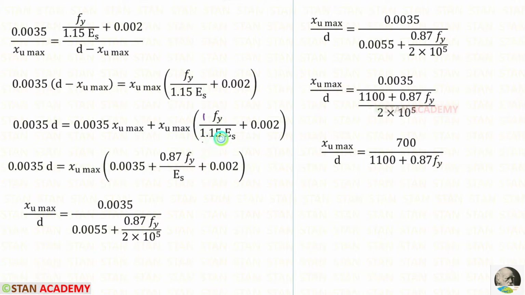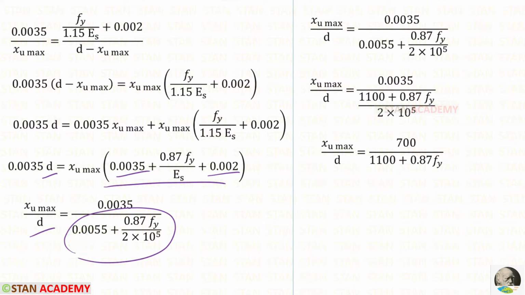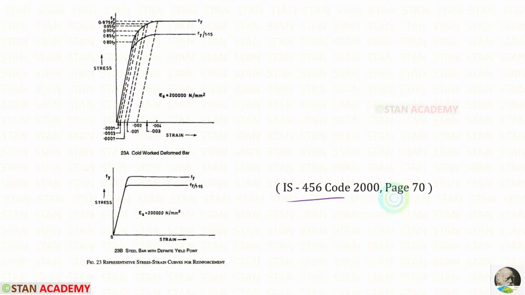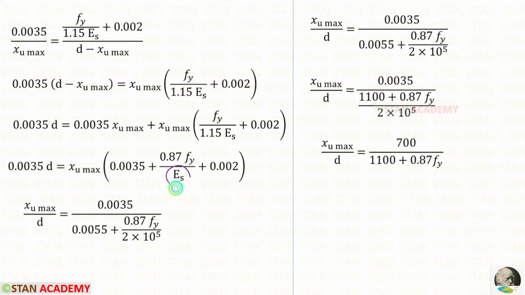1 upon 1.15, it will be 0.87. We can take d on the other side, it will come in the denominator. And we can take this on the other side, it also will come in the denominator. 0.0035 plus 0.002, we will get 0.0055. Es is the Young's modulus of the steel. In the code book, page number 70, Es is given as 200,000 Newton per millimeter square. So for Es, we can apply 2 into 10 power 5.